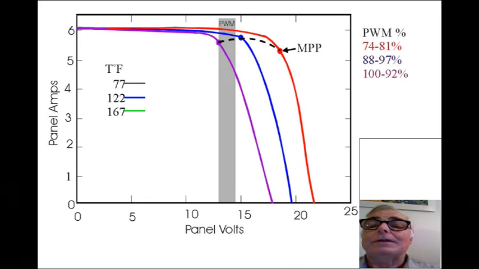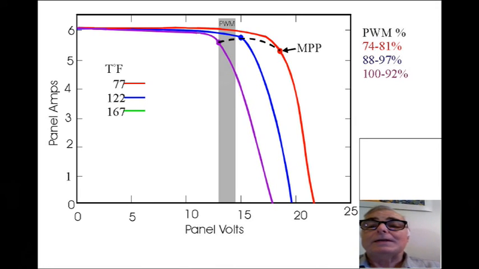There's one other thing to consider, and that is that the maximum power point of the highest temperature curve, the 167 degree Fahrenheit or 75 degrees Celsius curve in purple, is right at 13 volts. So if your MPPT controller is operating at 13 volts, then basically it's going to just be barely charging your batteries, and it's never going to be able to pull them up above 13 volts.